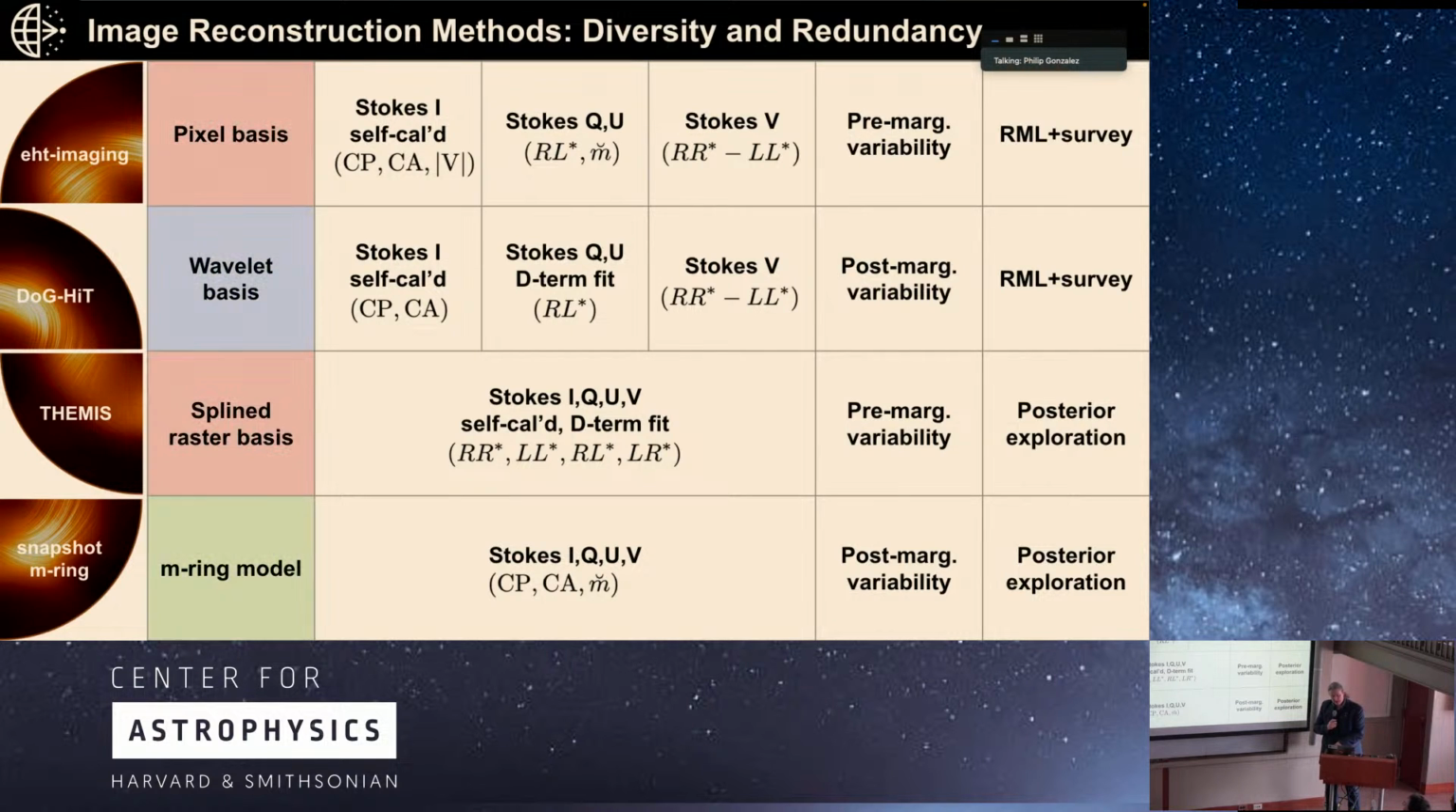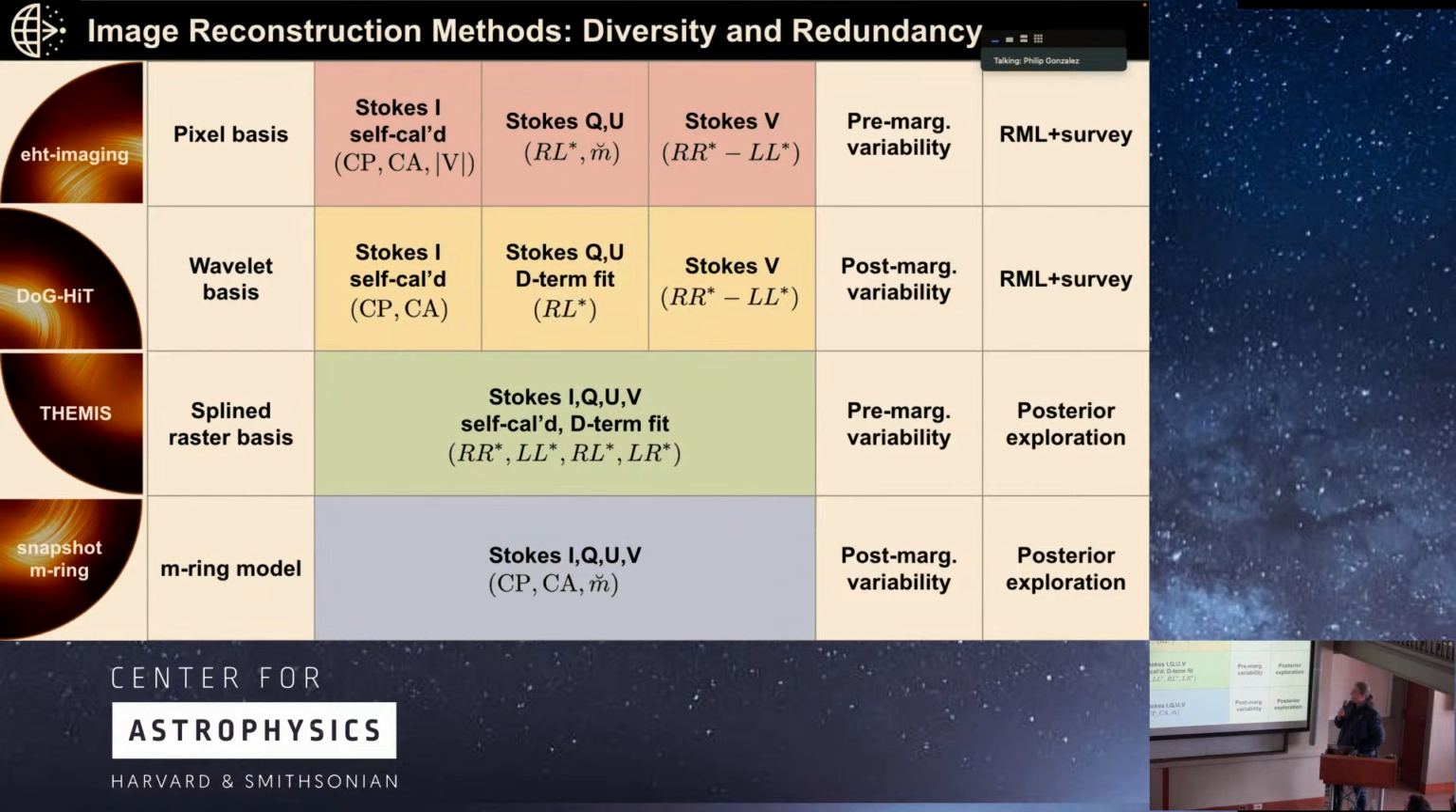we looked at. They used different representations of the underlying image. Some use wavelets, some use pixels, some use models. They look at different parts of the data or different data products. Some use those closure phases and closure amplitudes and mbrev. Others use the coherency matrix in full. They make different assumptions about the calibration process during the image reconstruction.